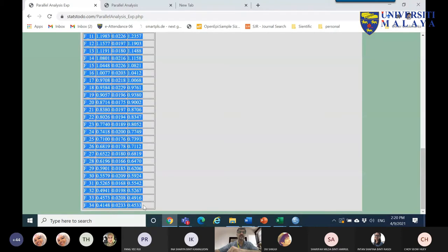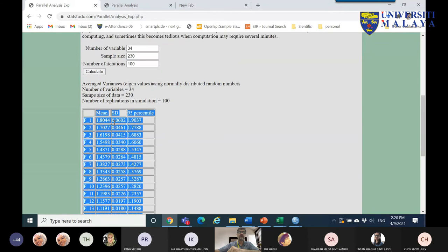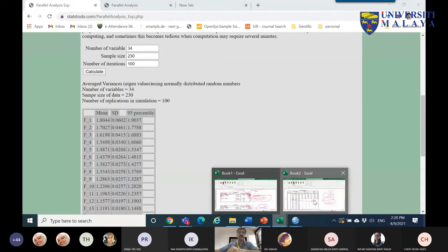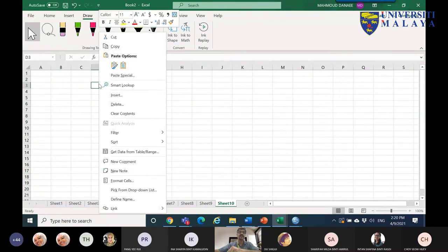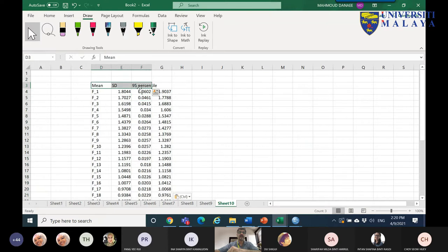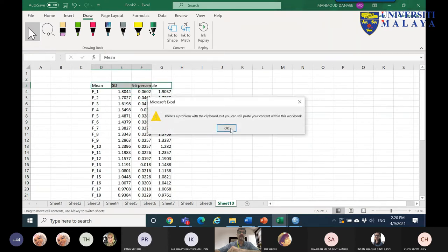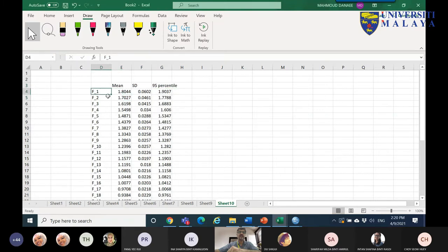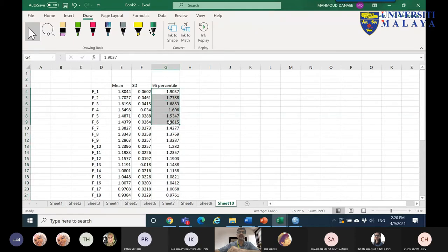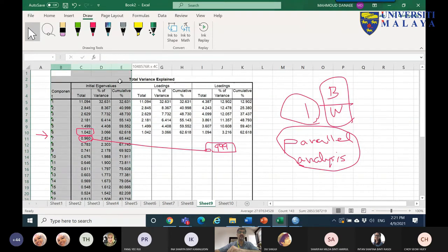So what you need to do, you copy this table, you copy these numbers from the StatToDo and paste it in an Excel sheet as text. So I just need to move this header here. Okay, so as you can see here in this simulation also, we have 34, and this is the mean of acceptable eigenvalue, and this is 95% acceptable. So I need to compare the eigenvalue from simulated data, from 100 simulated data, with my original eigenvalue. So now I just copy this column. This is from SPSS, and just paste it here.